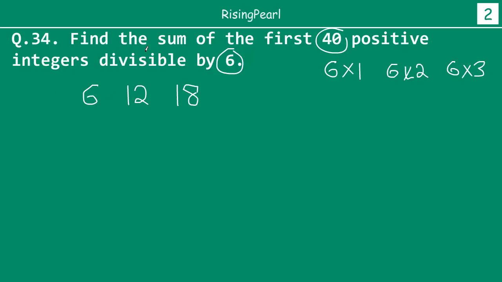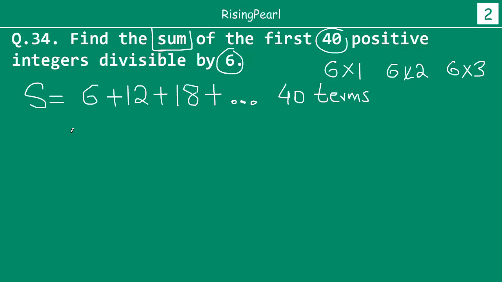The question is saying find the sum. So we have to find the sum of these numbers. But how many of them? We have to find up to 40. There are 40 numbers or 40 terms. So this series, or this arithmetic progression, 6, 12, 18, like this, for the first 40 terms, we have to find that sum.